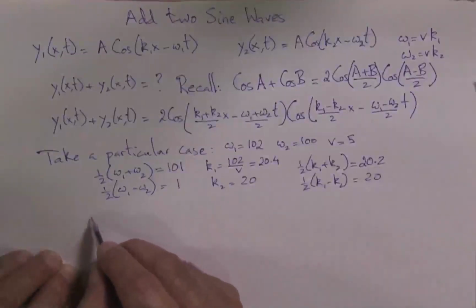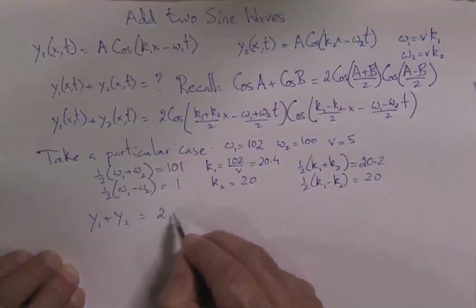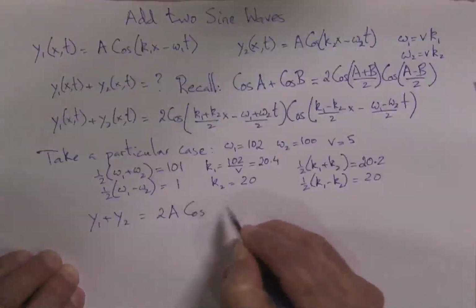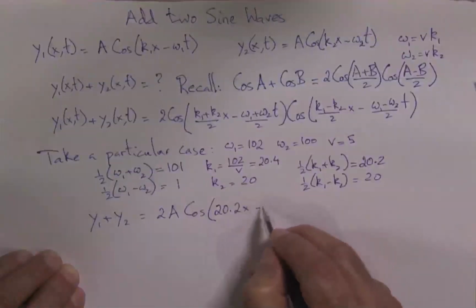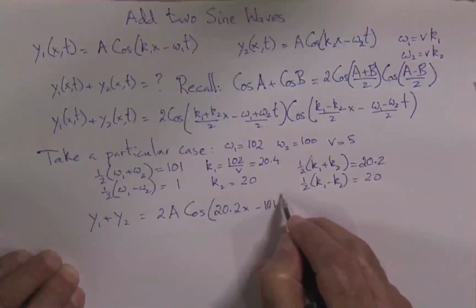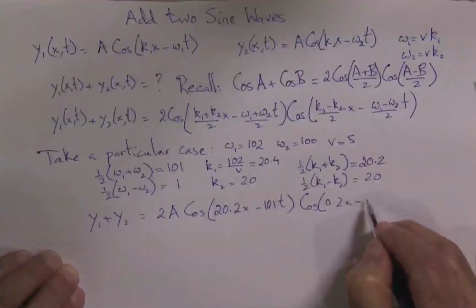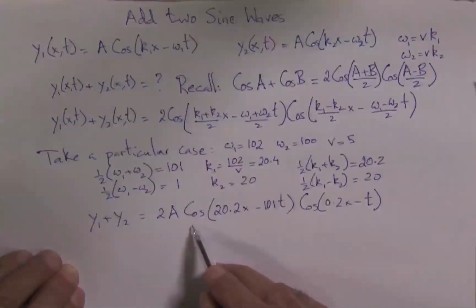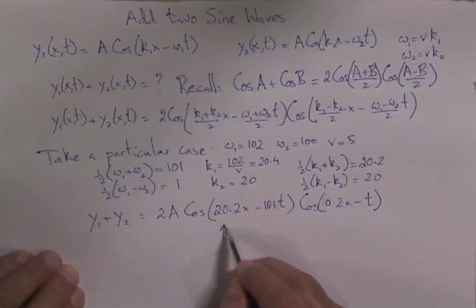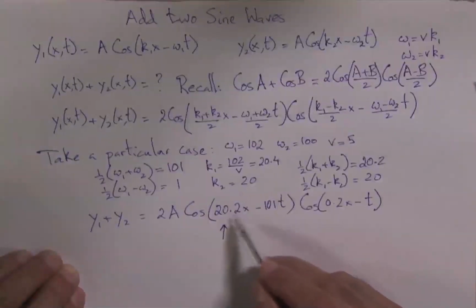Okay, so what I have now is that the sum of the two is 2a cosine of 20.2x minus 101t, times cosine of 0.2x minus t. Now you see, what we have before us is the following. This cosine here is very rapidly oscillating. It's oscillating both because of time and because of space.